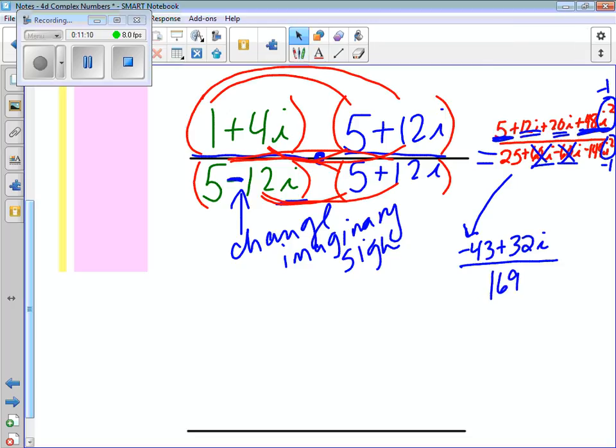And now you look to see if, with negative 43, 32, and 169, there's a number in common that you can simplify this with. And there's not a number to simplify this fraction. So that's just your answer.